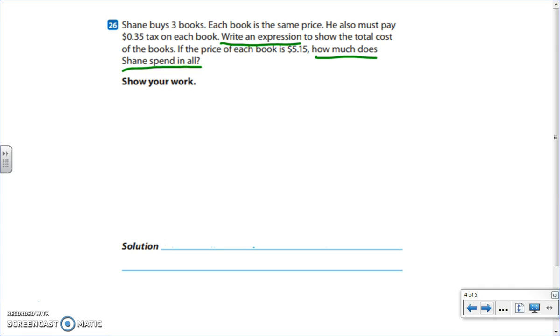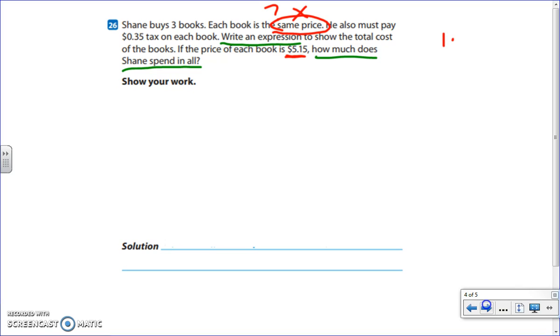So I guess what we don't know initially is the price of the book. Later on we're going to call each book $5.15, but right now we don't know the price of the book, and so that's where my variable is going to be. So what I have is this. I have 3 books and I'm purchasing them all, and they're all the same price.